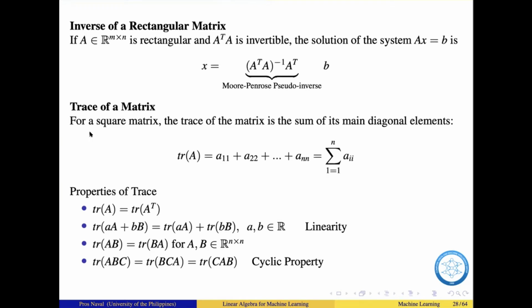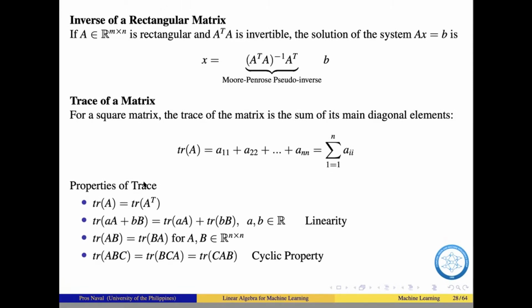Trace of a matrix. For a square matrix, the trace is the sum of its main diagonal elements. So the trace of A is just A11 plus A22 up to Ann. Here are some properties of the trace, which will be useful later on, perhaps. So the last property is the commonly used trick in many derivations.